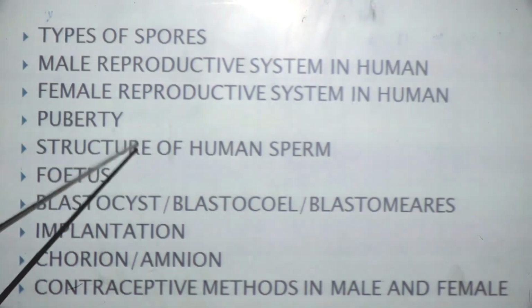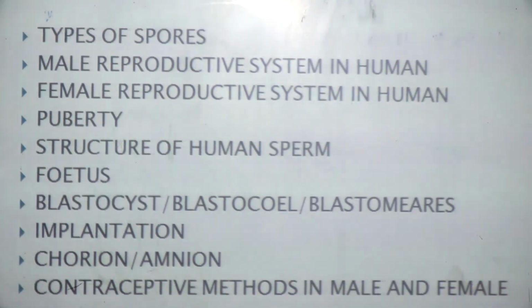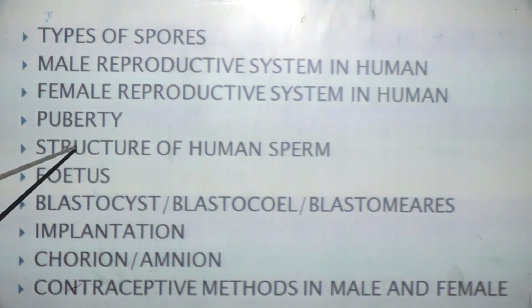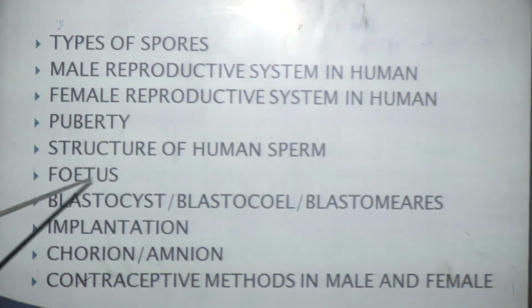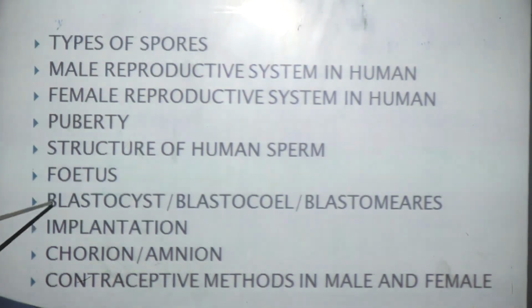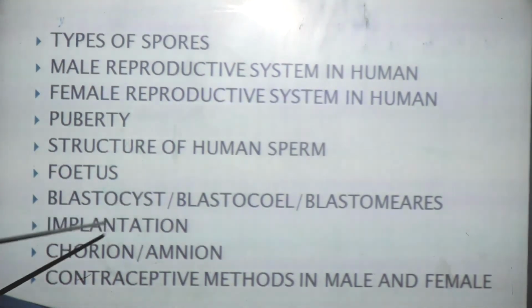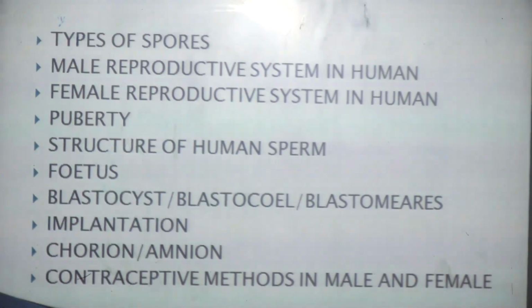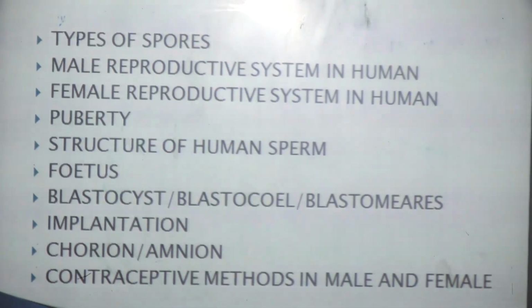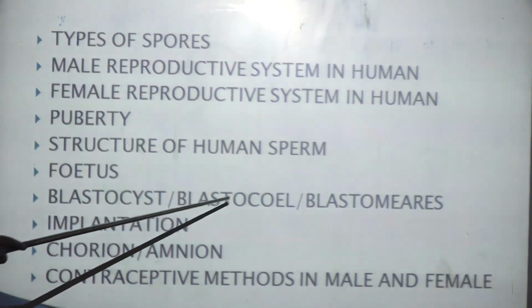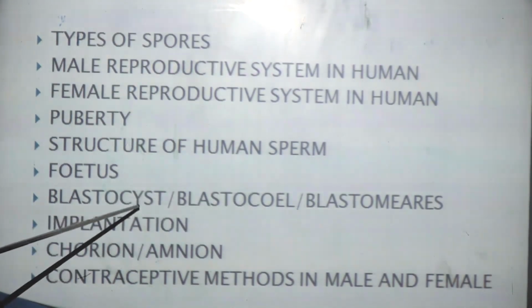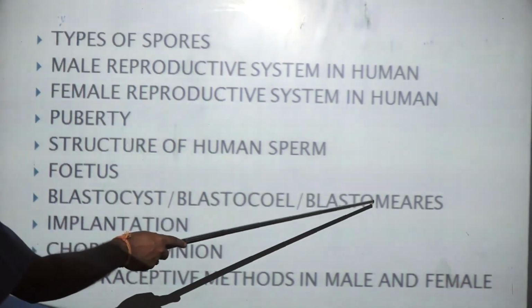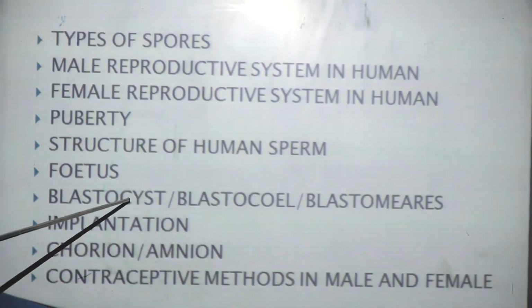Okay? If it is given for 2 marks also, you can write some points on this particular one. Then what is fetus? Then what is blastocyst? Blastocyst is the structure that is produced after the formation of zygote, that means the zygote divided into two cells, 2 into 4, like that multiplied and blastocyst is formed. What is the blastocoel? The cavity present in the blastocyst. What are blastomeres? The cells that are there in the blastocyst.